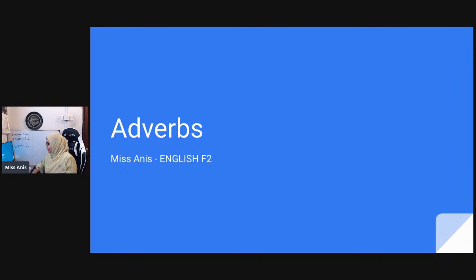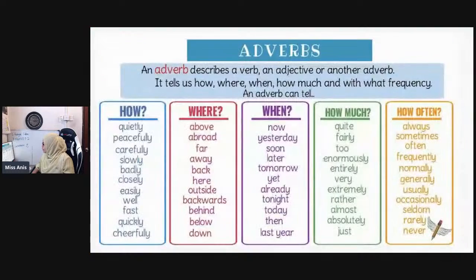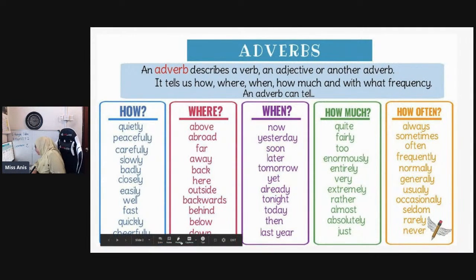Okay, alright, so adverbs ni, kita akan cover a few categories. Bukan, I think 5 kot. Yes, we're gonna cover 5 of them. As I mentioned earlier, alamak tak ada pointer, kejap, let me put the pointer on. My laser pointer, hopefully korang boleh nampak.